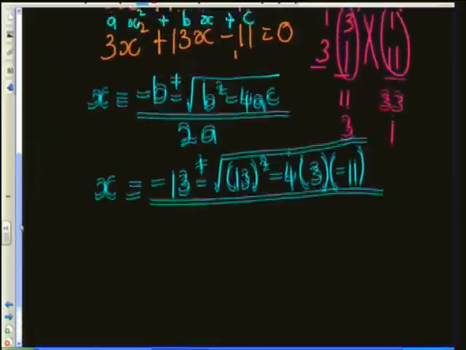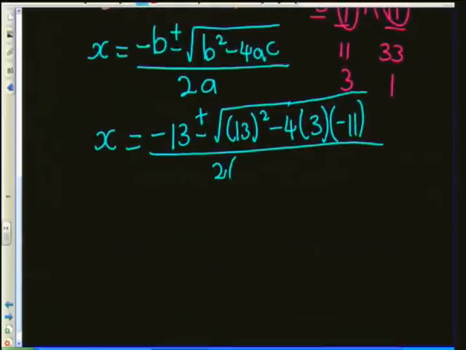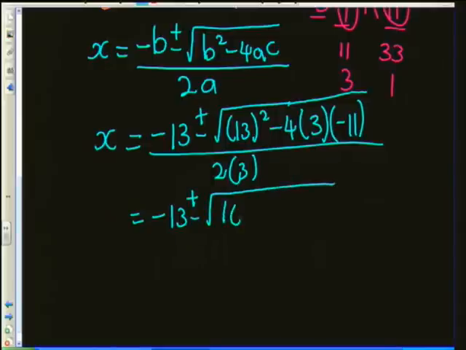What is my a again? Let me just check. My a is 3, so 2 times 3, right? Okay, so let's try and simplify what is under the root sign. Negative 13 plus or minus, okay, that is going to give me 169.